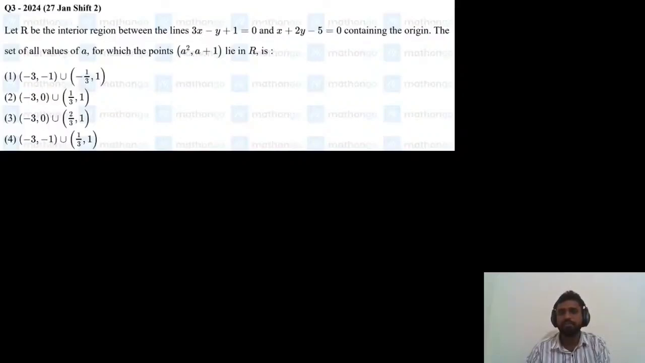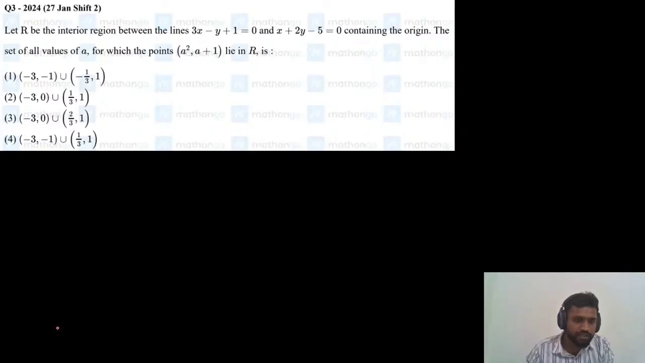2y minus 5 equals 0, containing the origin. Let R be the interior region between these two lines containing the origin. Find the set of all values of a for which the points (a square, a plus 1) lie in region R. So this is the question.